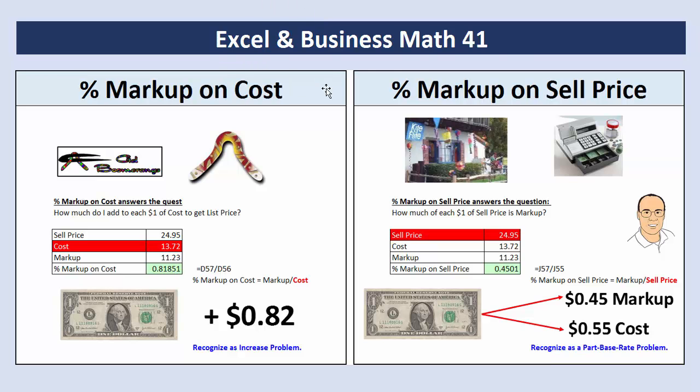Welcome to Excel and Business Math video number 41. Hey, in this video, we got to talk about the difference between percentage markup on cost and percentage markup on sell price.